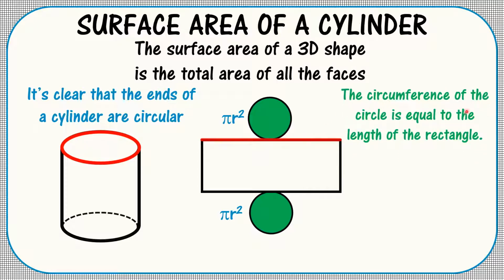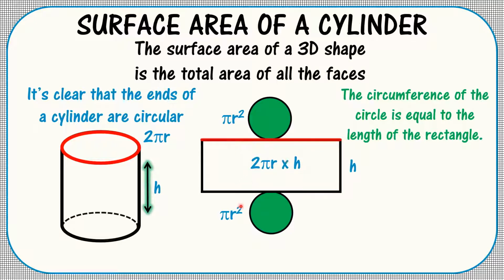So the circumference of the circle is equal to the length of the rectangle. We know how to work out the circumference of a circle. It is 2 times pi times r. Then we will times it by this length. Now this length will be this height. So to work out the area of this rectangle, it will be 2 times pi times r times by h. So 2 pi r times h.